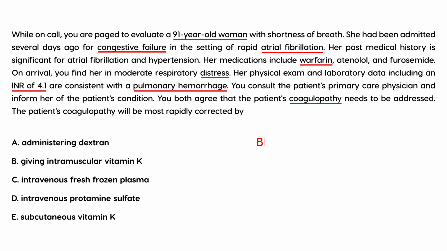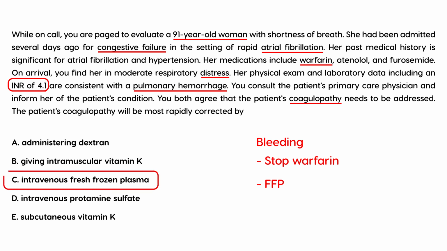Okay, well, this is a bleeding patient. And it doesn't really matter what their INR value is. In a bleeding patient, you stop the warfarin, and then you urgently need to reverse that INR, and you do that with fresh frozen plasma. So the answer to this is C. Vitamin K is also given, but the key word there is most rapidly. Vitamin K doesn't rapidly correct it. It takes 6 to 24 hours. Protamine sulfate, by the way, is to reverse heparin, not warfarin.